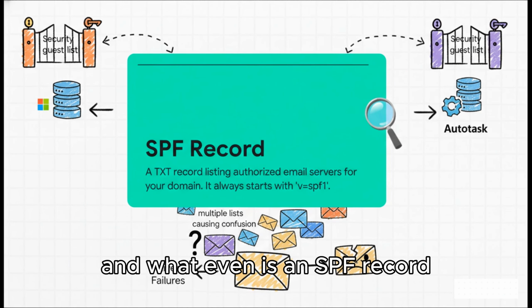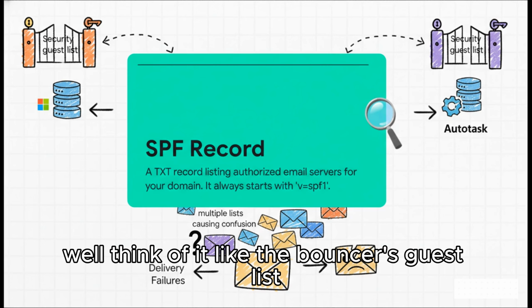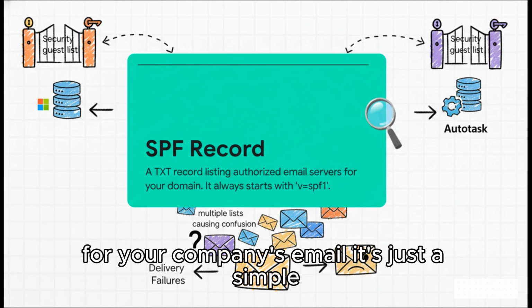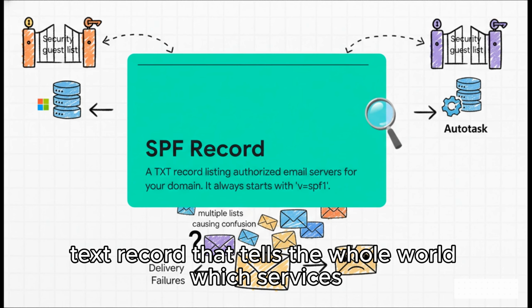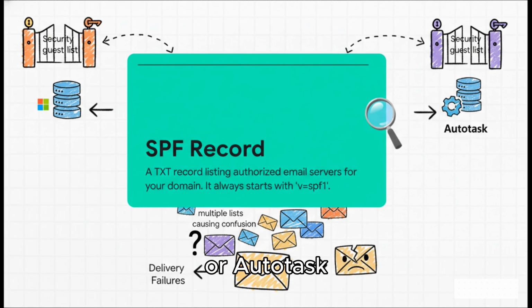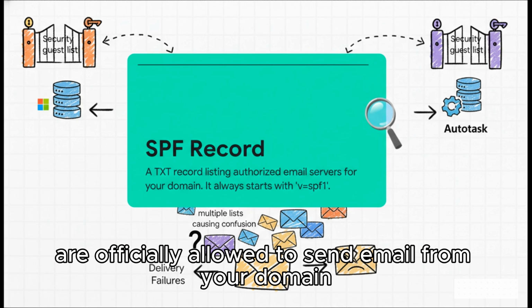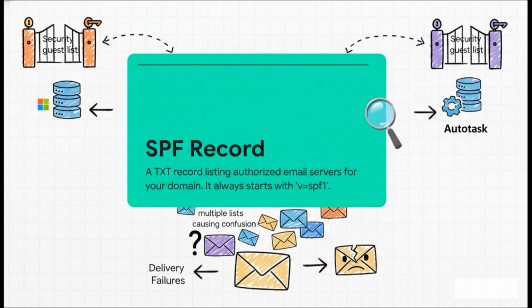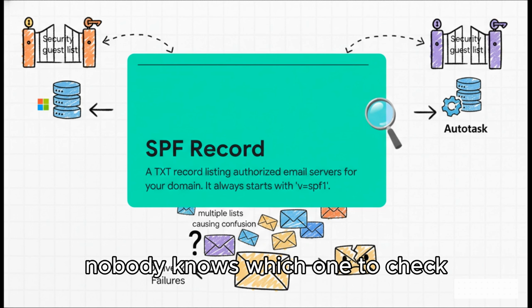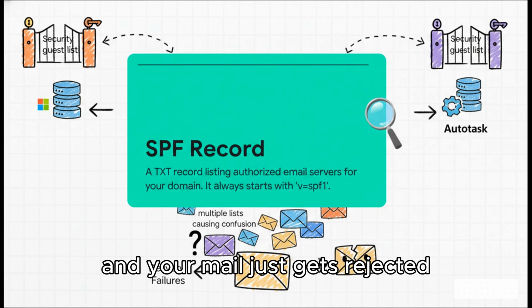And what even is an SPF record? Well, think of it like the bouncer's guest list for your company's email. It's just a simple text record that tells the whole world which services, like Microsoft 365 or Autotask, are officially allowed to send email from your domain. If you have two different lists, nobody knows which one to check, and your mail just gets rejected.